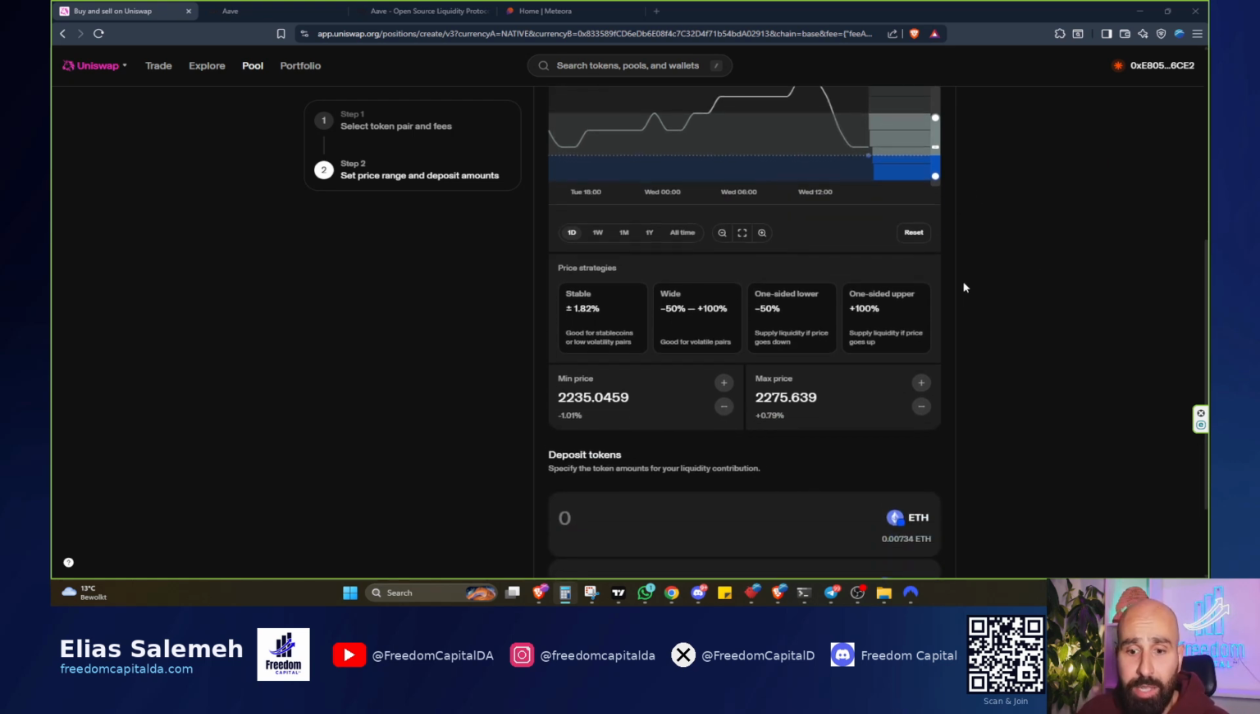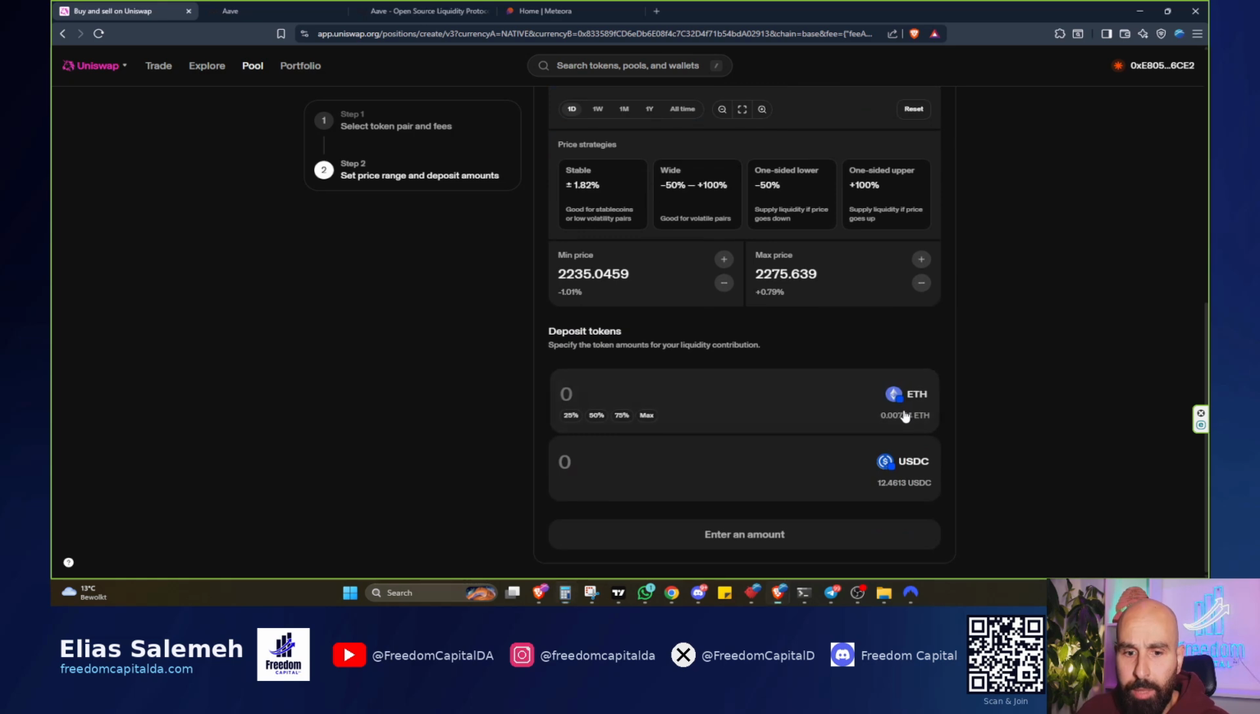So this is the range I decided on. I'm going to put in as much as I can in terms of liquidity. Obviously, I cannot put in all my Ethereum at the moment, because I will have to have an equal amount of the second token of the pair, which I don't have in my wallet at the moment.